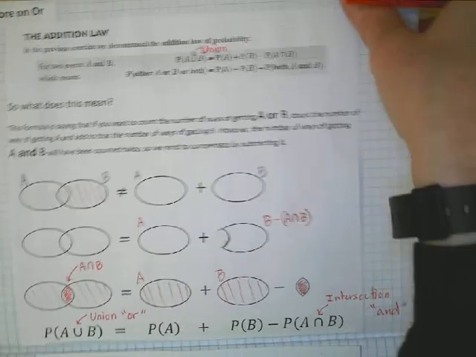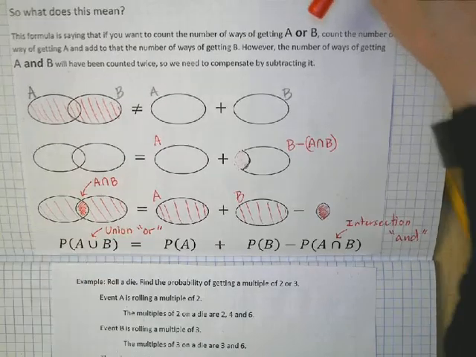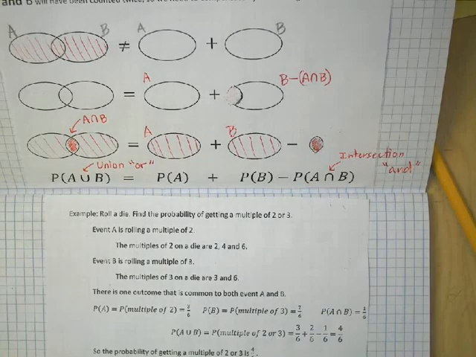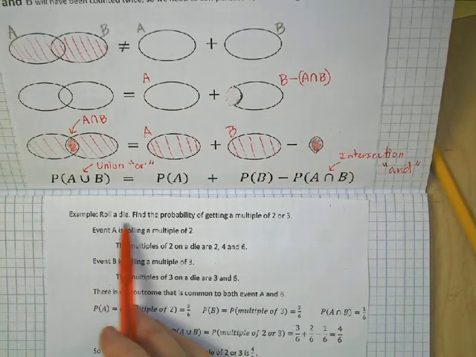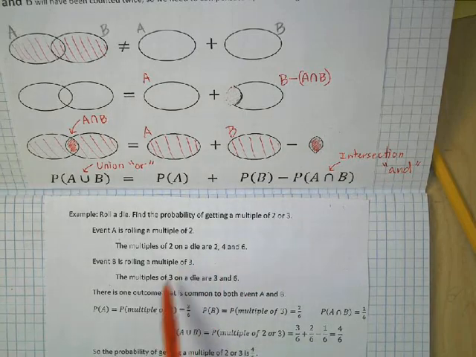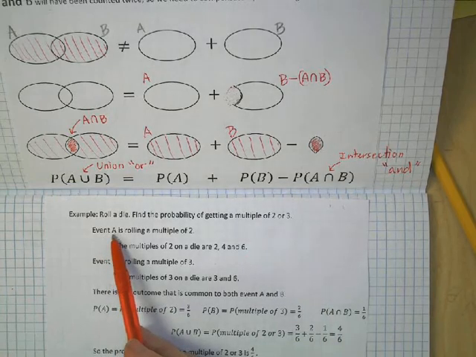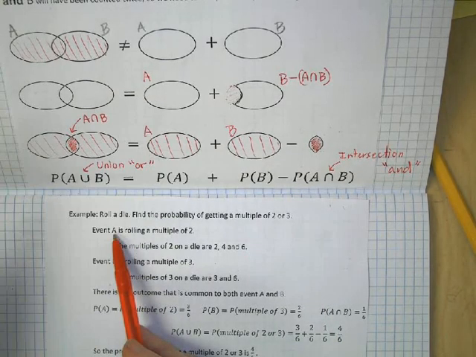I'm going to talk about mutually exclusive a little bit later. So right now we're just going to do an example using this formula. Here's the example. We're going to roll a die and find the probability of getting a multiple of 2 or 3. We actually did this previously in the notes, but now we're going to do it formally using this equation. So event A, this part right here, is going to be rolling a multiple of 2.